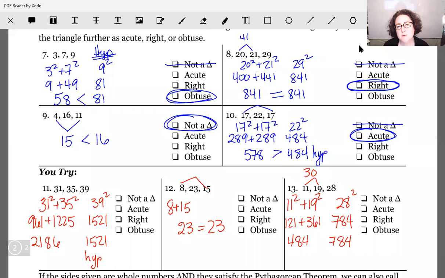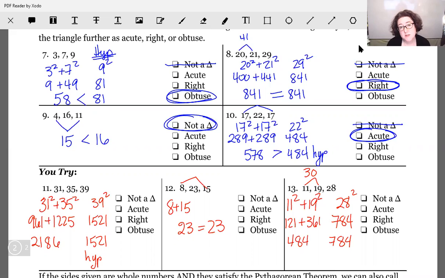So you'll notice I went ahead and filled in my math behind these problems. Let's make sure that you are interpreting your answers the same way. In number 11, I double checked, well, 31 and 35, those definitely add to be bigger than 39. I don't really need to even do the math for that one.